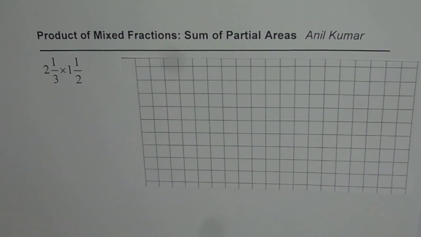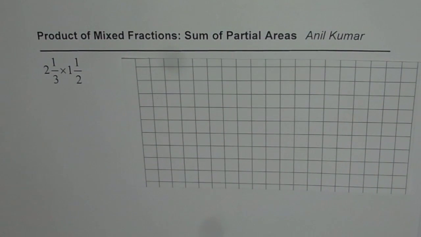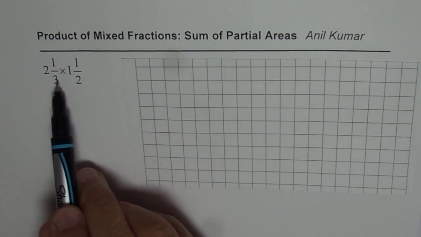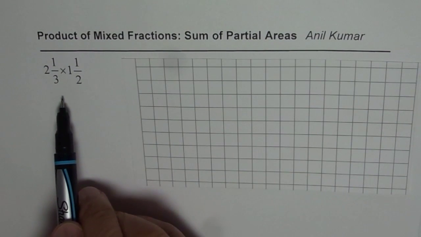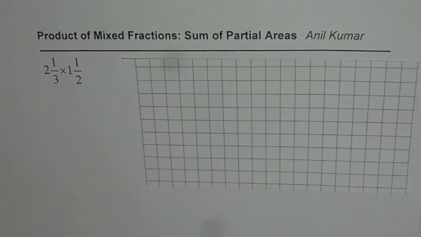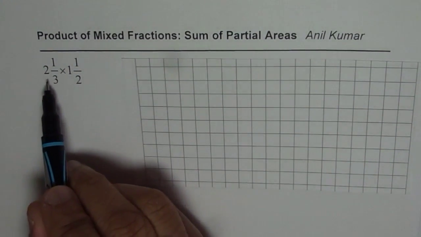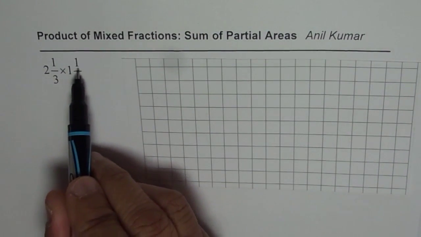I'm Anil Kumar, and here is an example to understand how to find the product of mixed fractions by using the sum of partial areas. So basically, we are looking at the product of two mixed fractions as the product of length and width of a rectangle, right? So we have 2 1/3 times 1 and a half.